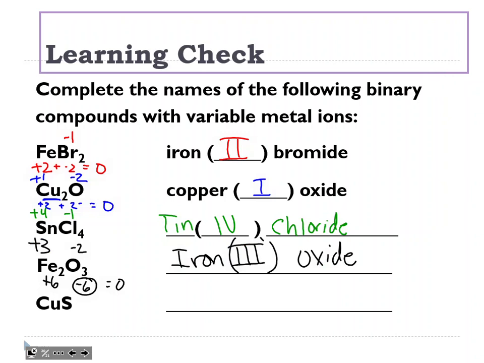And last but not least, this one. What's the charge on the sulfur? -2. So in this case, the copper has to be +2 in order to add up to 0. So this is going to be copper 2 sulfide. Okay? So that's how you do it, looking at the charges.